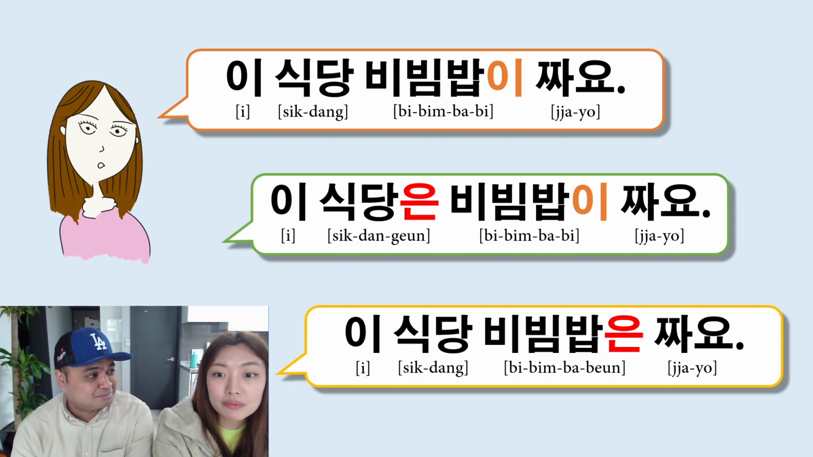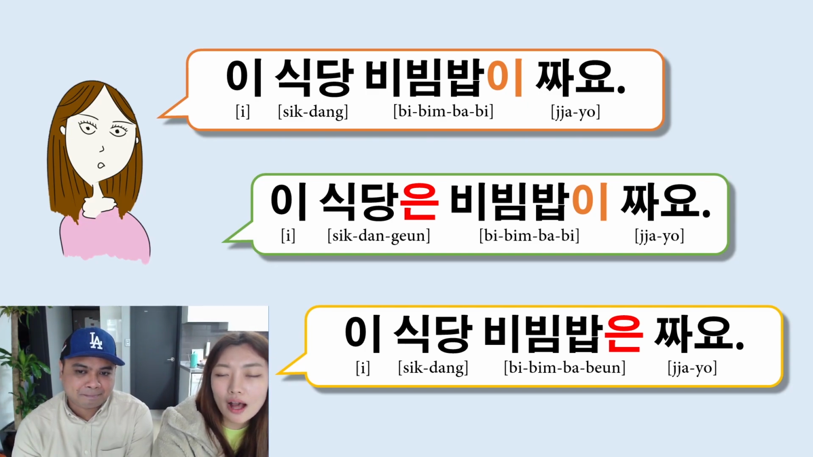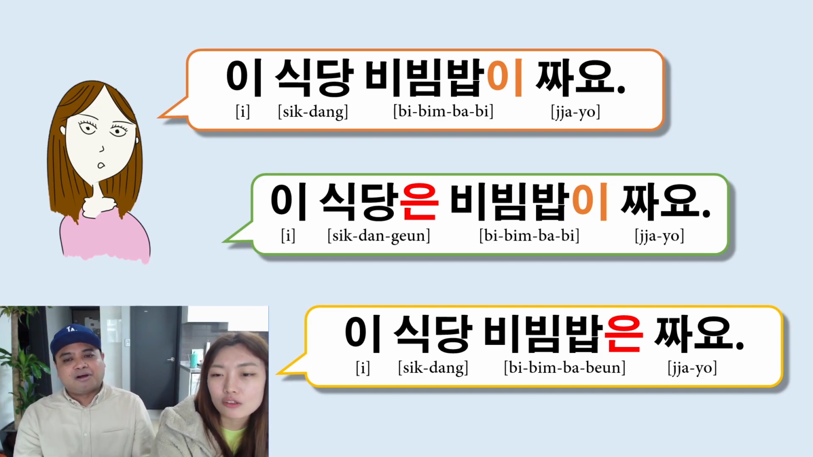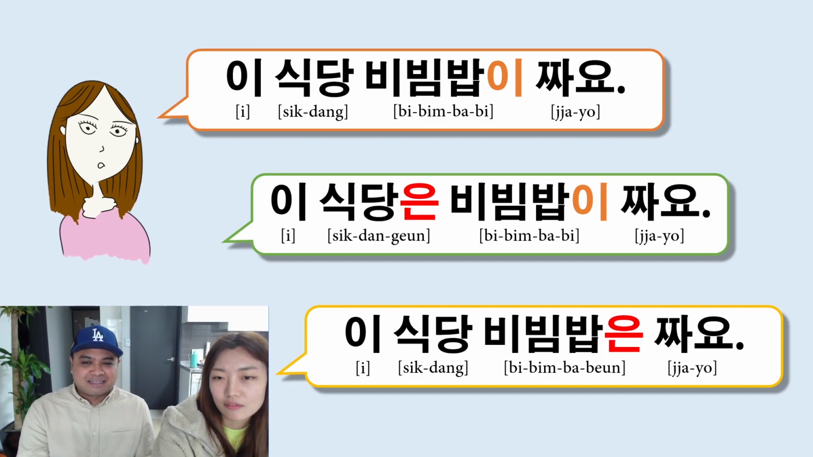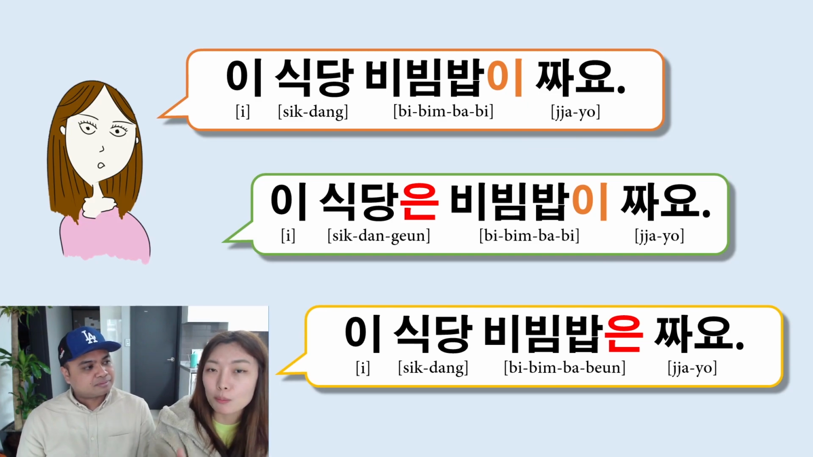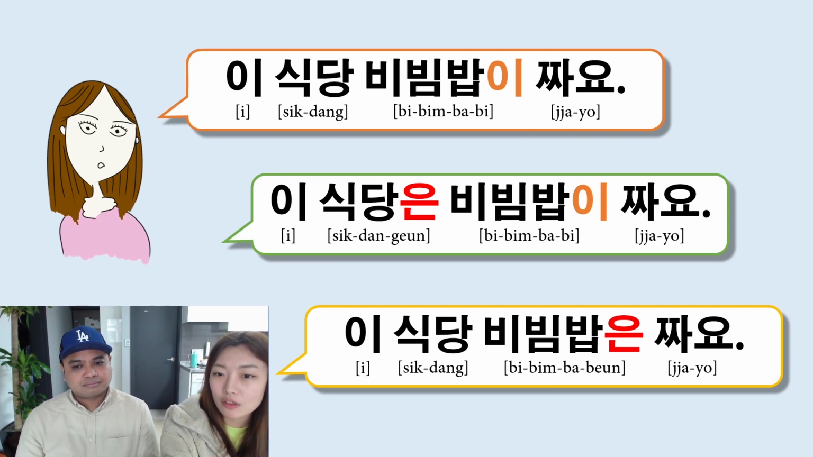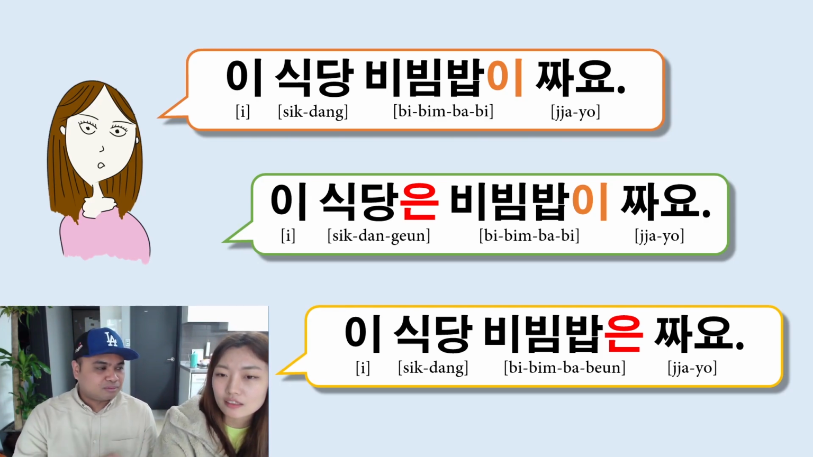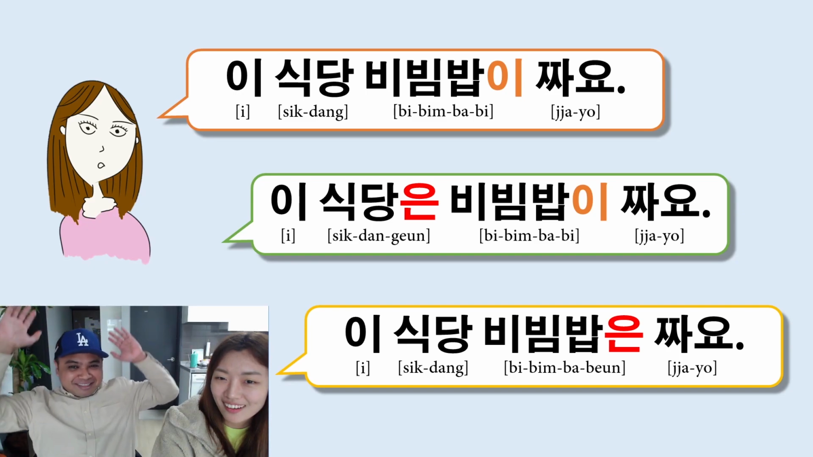이 식당 비빔밥은 짜요. I think the third sentence, you know, other food, other menu is not salty. Oh, okay. That's what it means now. I get it. So you're saying if we attach 은 to the bibimbap, because before we said it's comparable, the other food is not salty and the bibimbap is salty here. Revelation. Yeah, we understand it now.